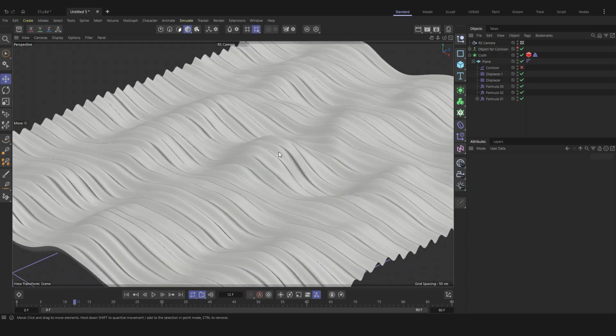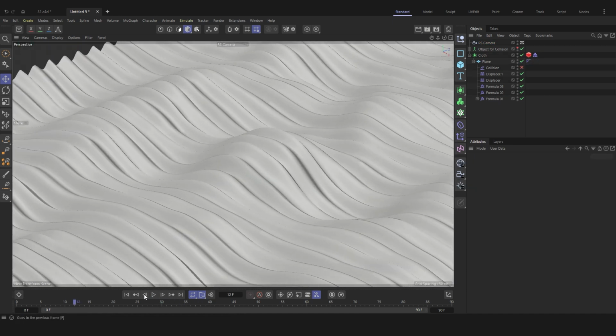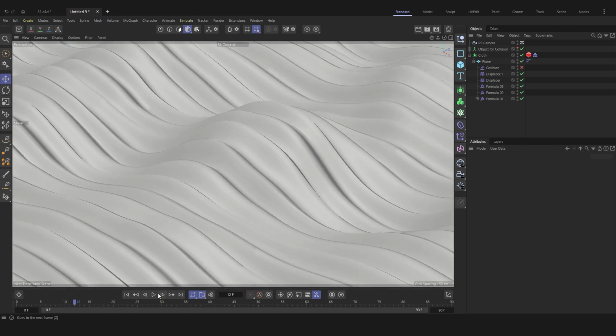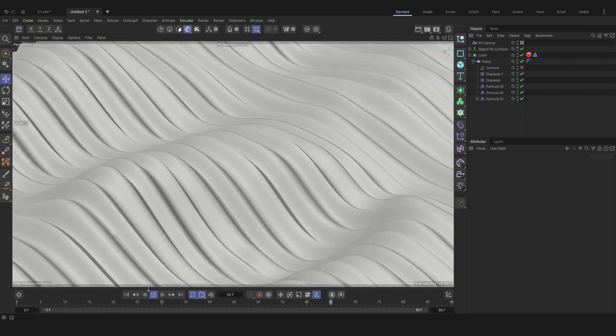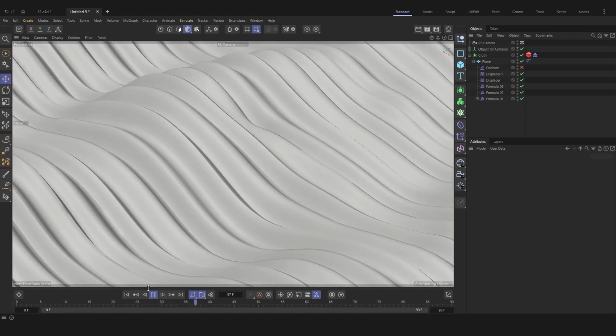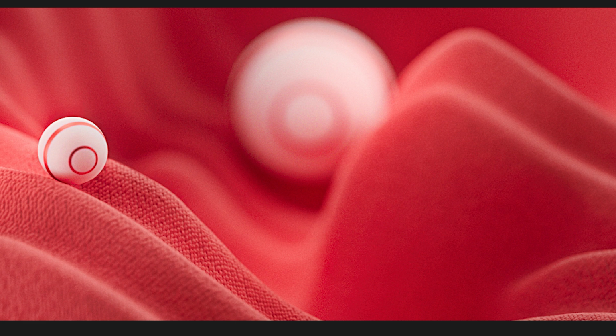Of course, you can also use this setup without vertex maps and without collision. In that case, you'll simply get regular dynamic waves. I didn't show the material settings here because I used ready-made materials from the asset browser.